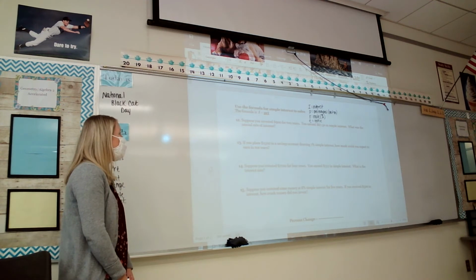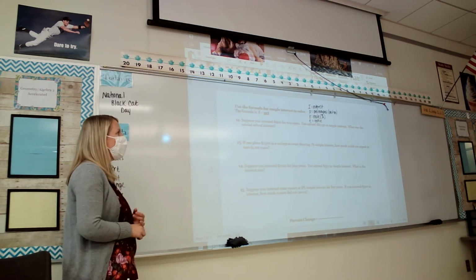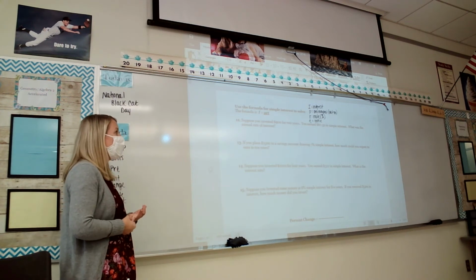So good to know where these things are coming from. So let's look at number 12 and see if, as we read through, we can label what we know, and then find what we need.